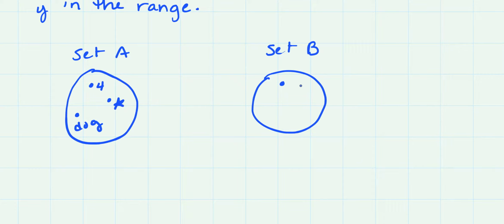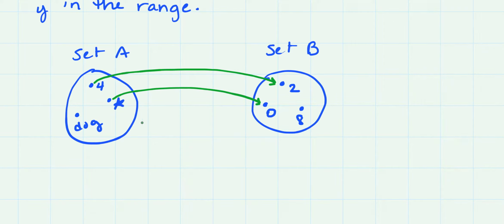And then you're going to put some objects in B. And you can repeat the same objects. Let's go with the number 2. Let's put a circle and the number 8. So a function is a map that takes every element in set A and assigns it to one element in set B. Now there's several ways to assign elements. What I'm doing is I'm saying 4 is going to be sent to 2, star is sent to 0, and dog is sent to 8. This map here is our function f.